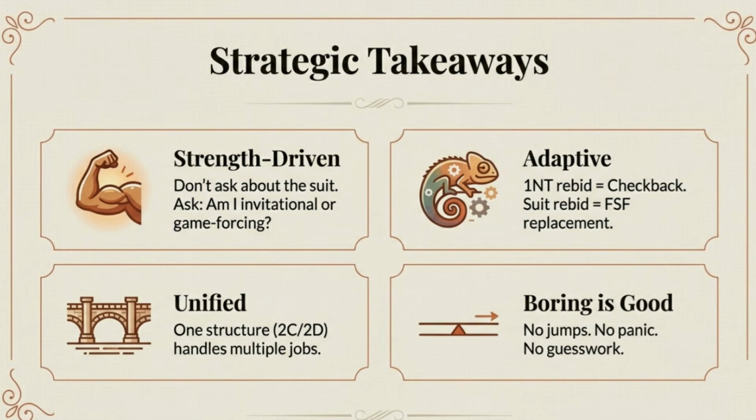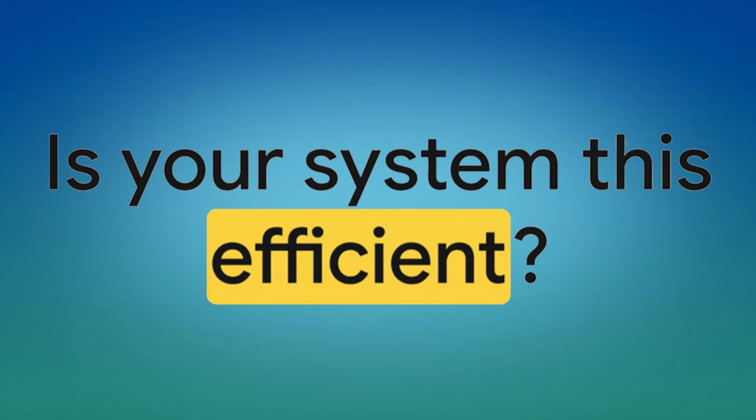I think this deal is just the perfect showcase of what XYZ is designed to do. It gives you this single, logical, strength-based framework that handles two of the most common bidding problems you run into. It becomes new minor forcing after a 1NT rebid, and it replaces fourth suit forcing after a suit rebid. And that really brings us to our final thought. Just look at how smoothly both of those pairs got to the best contract, with no guessing, no stress. And it leaves you with a really simple question to think about for your own partnership. Is your system this efficient?